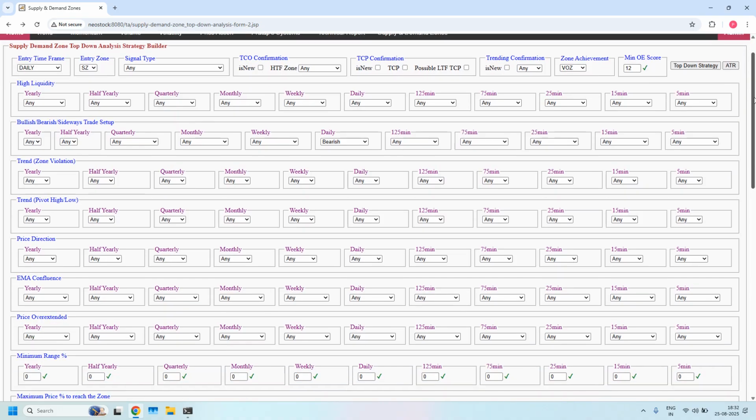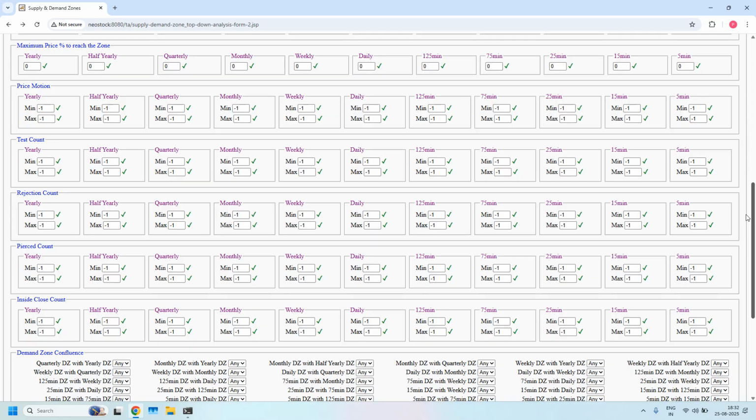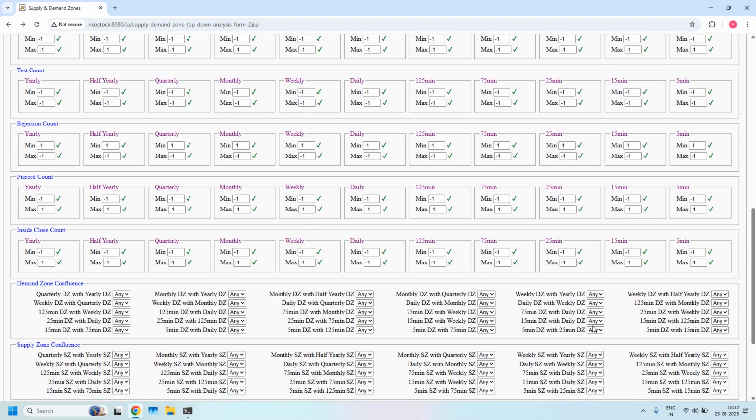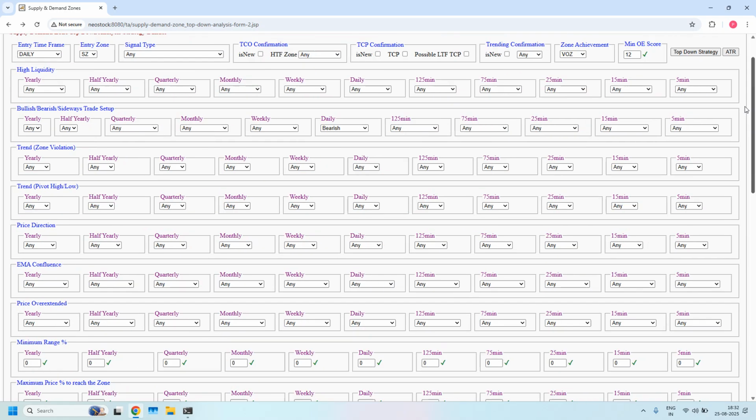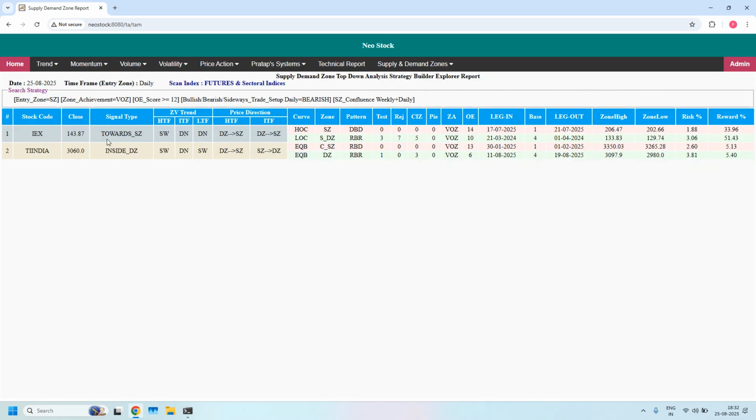As we already discussed, the first filter is LTF and ITF, but this time supply zone confluence. That is a daily and weekly supply zone confluence. By enabling the filter, out of 3, we got 2 stocks. So these 2 daily supply zones are having zone confluence with weekly supply zone. And weekly trend, that is ITF trend, is a downtrend in both the stocks.